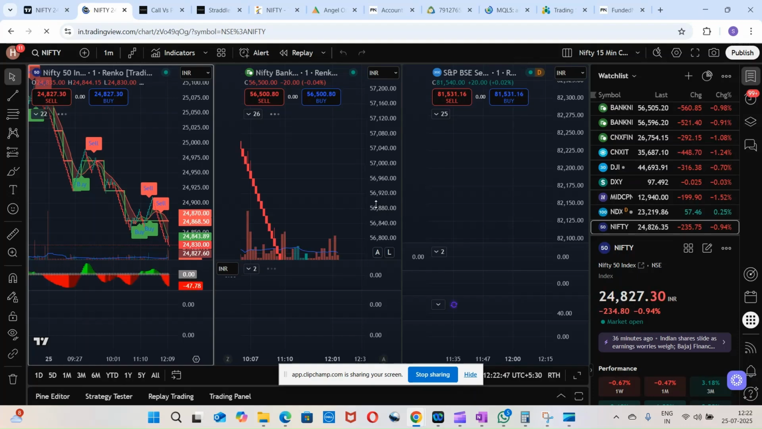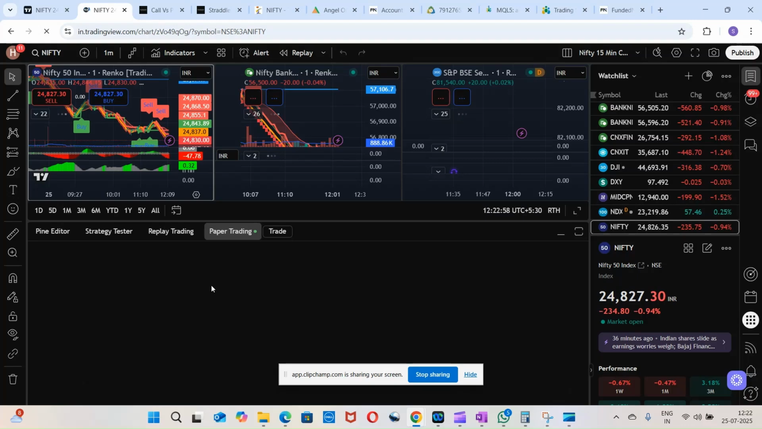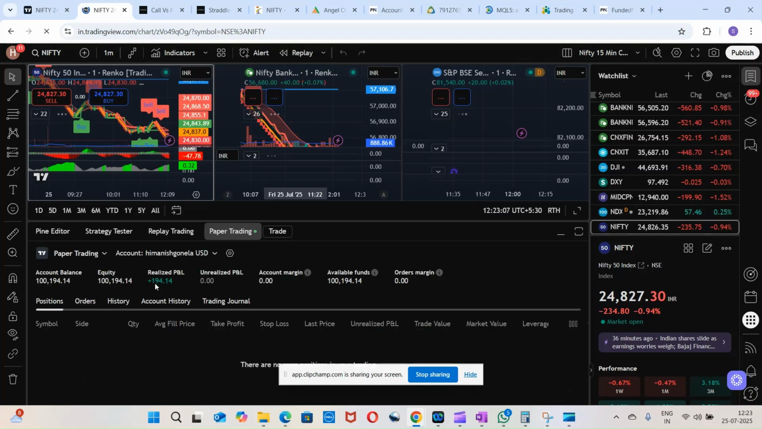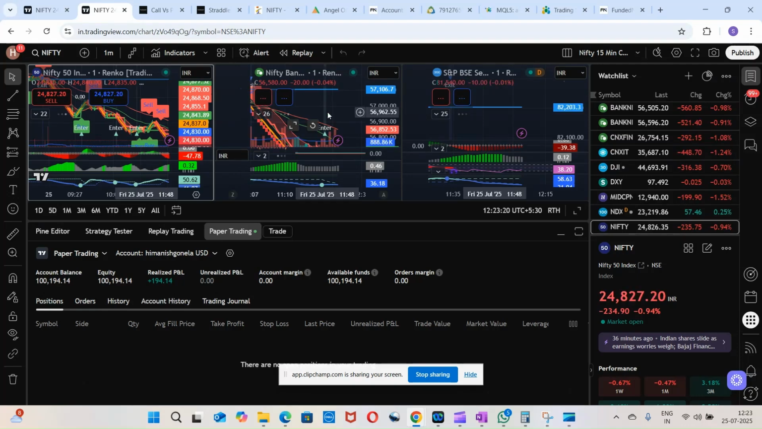So this is the TradingView one. There is a trading panel here. Yeah, so it's on. See, now paper trading is on here. And if you want to trade, see, I already have $194. So this is all in dollars, boss. Okay, so you're making money in dollars, not Indian rupees. If you're making in dollars, yeah, that's good money in India.